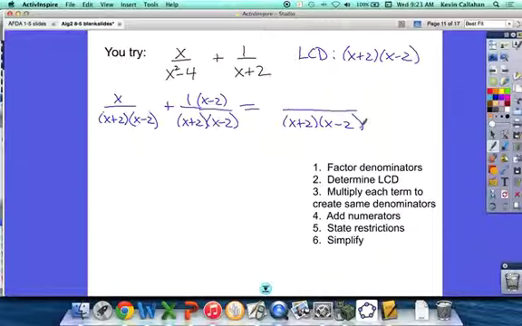So what did you get for the numerator? Is it x times x? It's x plus x minus 2. What is x plus x? 2x. Right? It's not x times x, it's a plus in the middle. So that's 2x minus 2.